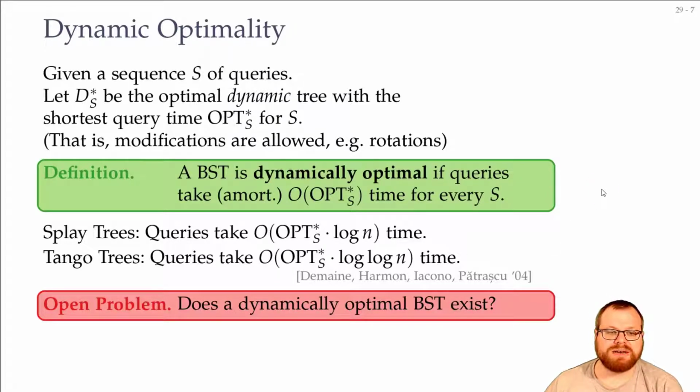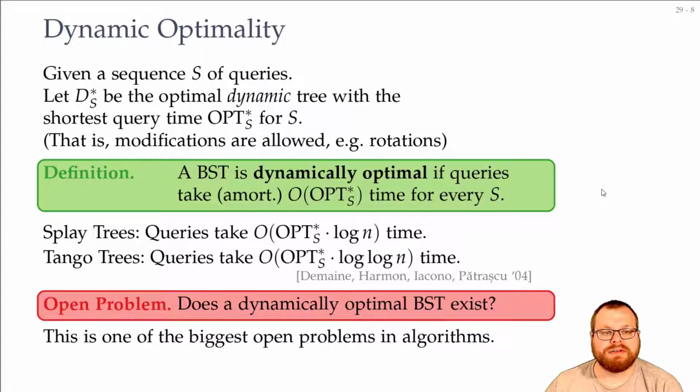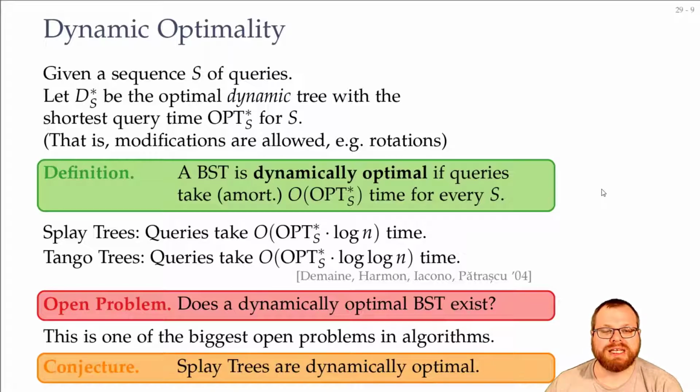And in fact, many people have the conjecture that splay trees are indeed dynamically optimal, and we just haven't found the proof to it yet. Because it's not so easy to prove some bounds on what this dynamically optimal tree does. And this is probably one of the biggest open problems in algorithms. Find some dynamically optimal BST, or even prove that splay trees are dynamically optimal.